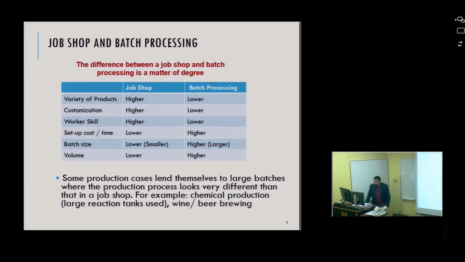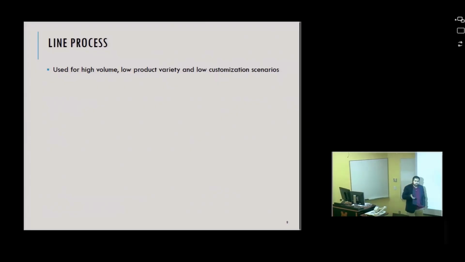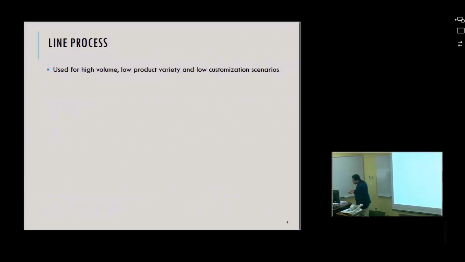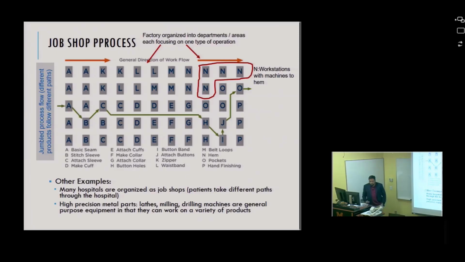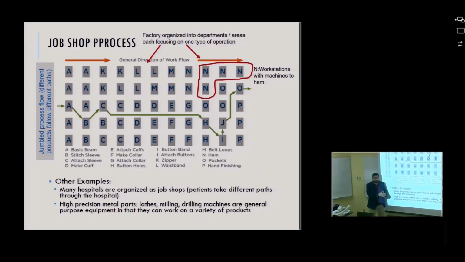Okay. Let's go to the third one, which in the video they called assembly line or mass production. The more generic term is a line process. And why is it called a line process? Because as opposed to this, where you can have many different paths possible, in a line process the product flow is very sequential, so it goes in one line.